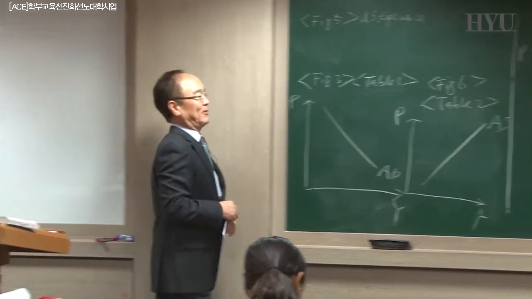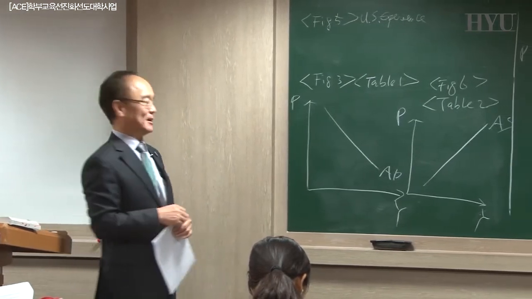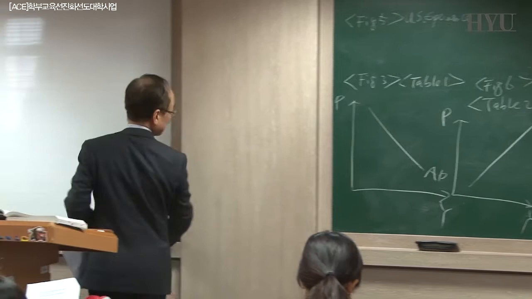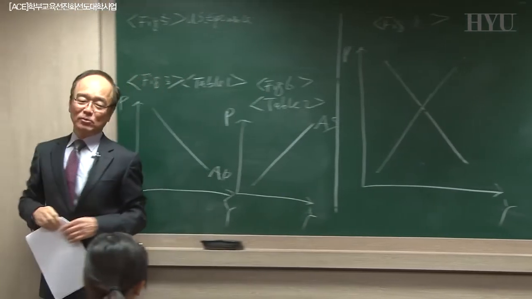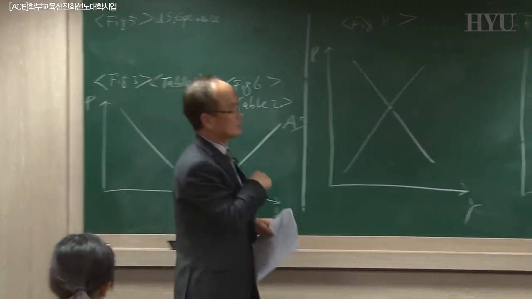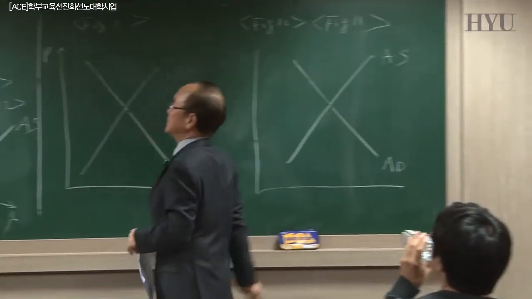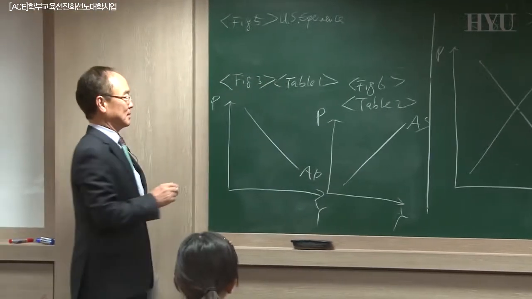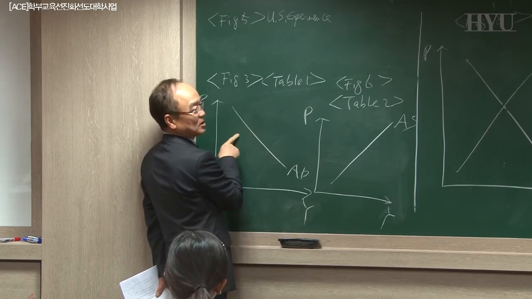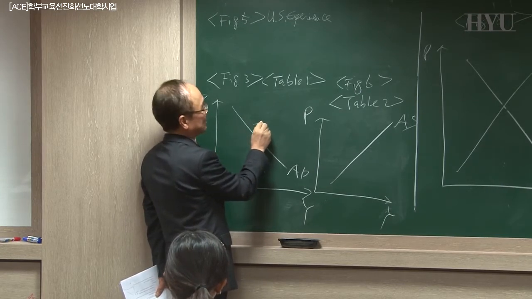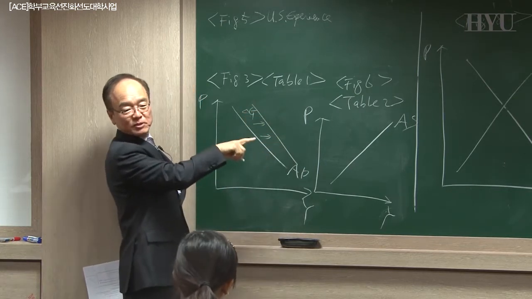Okay. What if government increases spending? Which curve moves? Let's focus on this one. Government expands. Delta G, this moves in this direction, right? Government expansion shifts the curve in this direction.